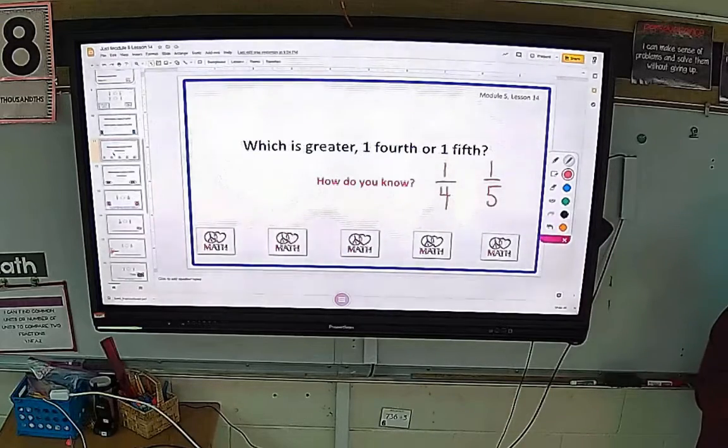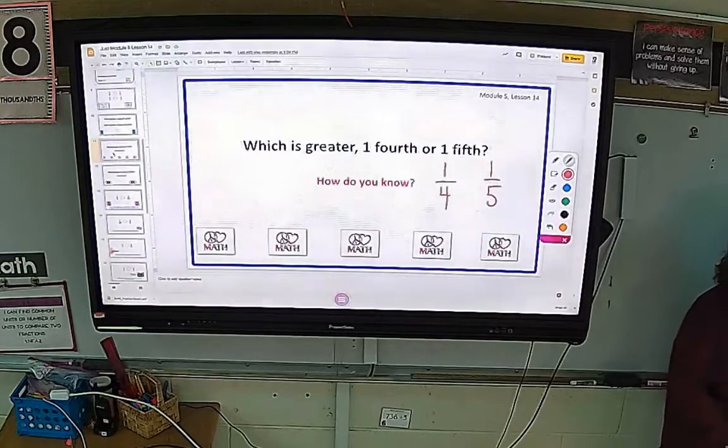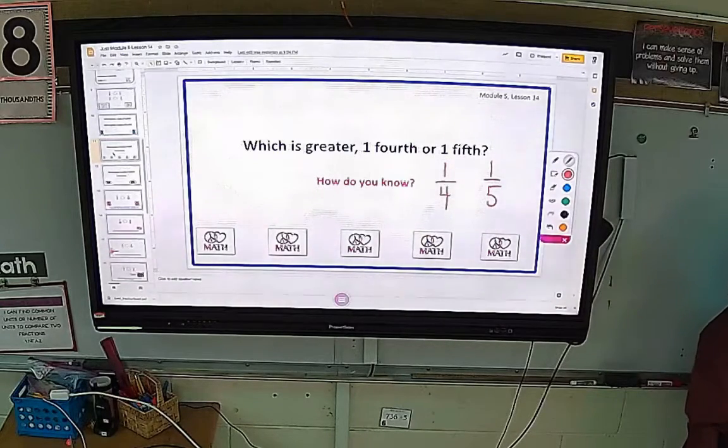But how did you know that? I knew that because 4 is bigger. Not bigger. Because. Yeah, you're on the right path. Not the number 4, but fourths are larger than fifths. Okay, I don't have fifths up here, but are fourths larger than fifths?